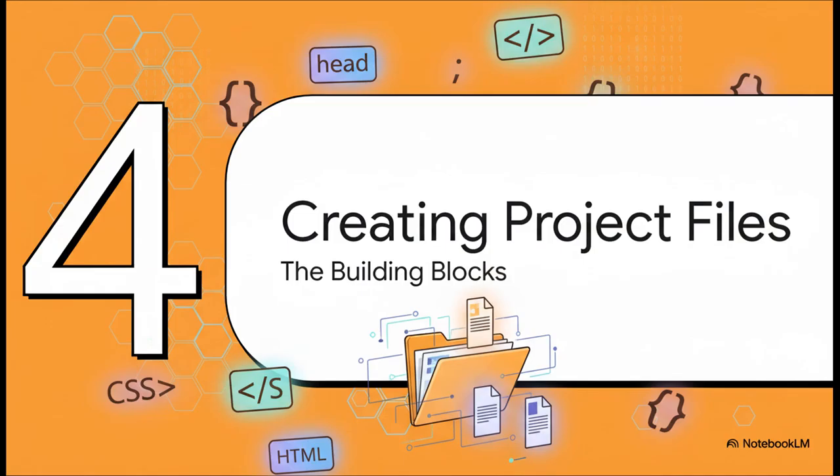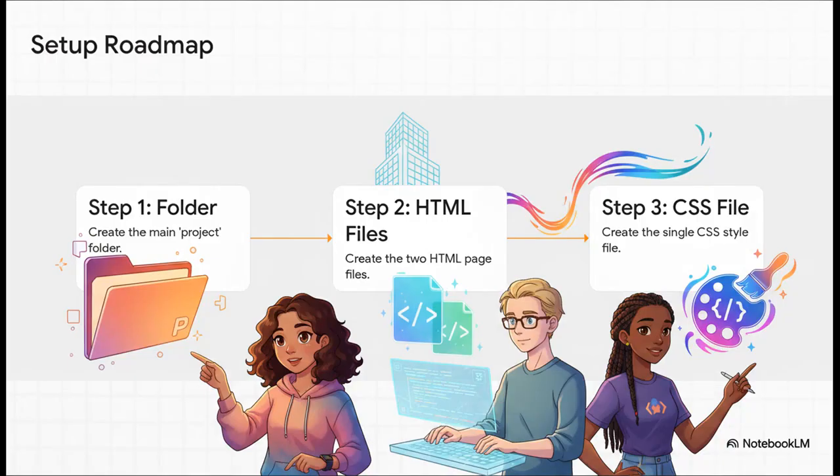Okay, our folder is ready to go. So now it's time to create the actual files. These are the real building blocks of our website. So here's our game plan, our roadmap. We've already done step one. We created the folder. Boom. Next, we're going to create our two HTML pages, and then the single CSS file that's going to make them look awesome. It's a super simple three-step process.